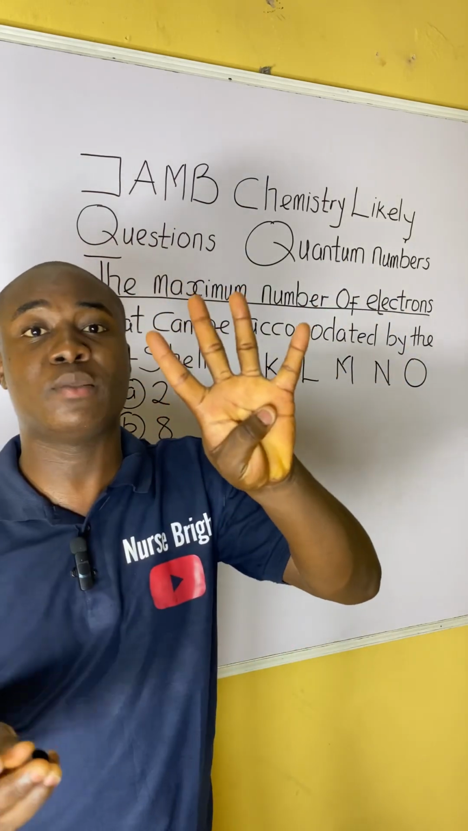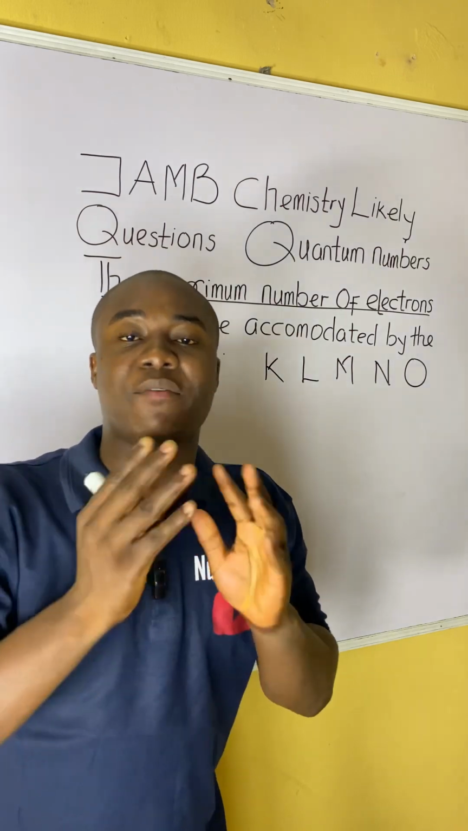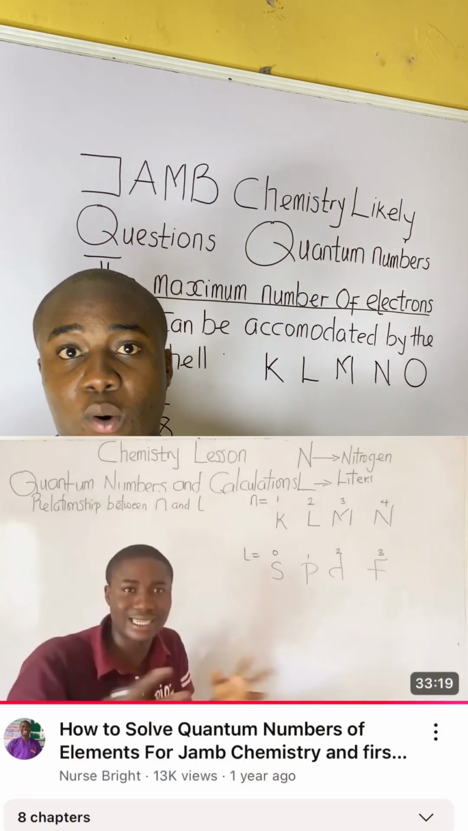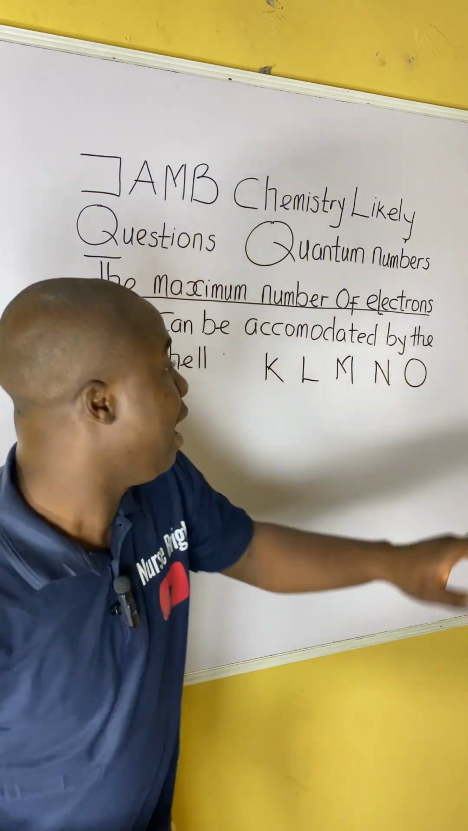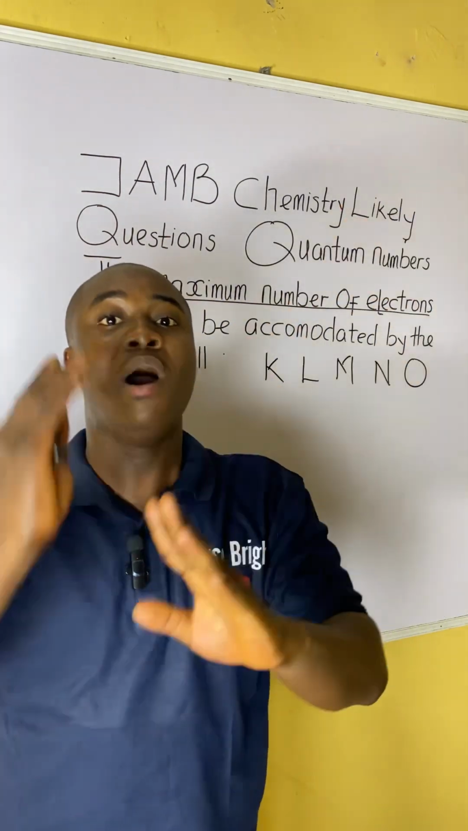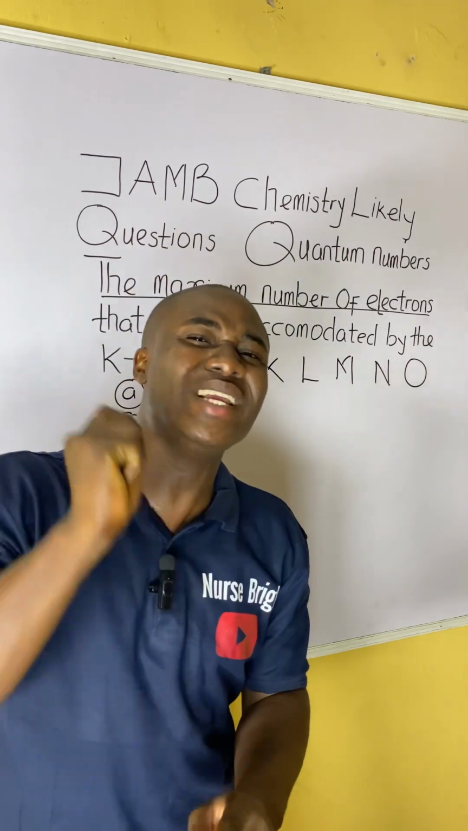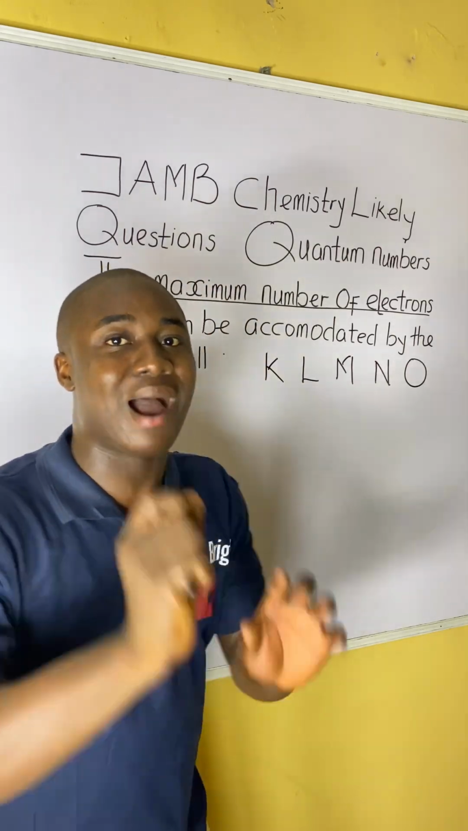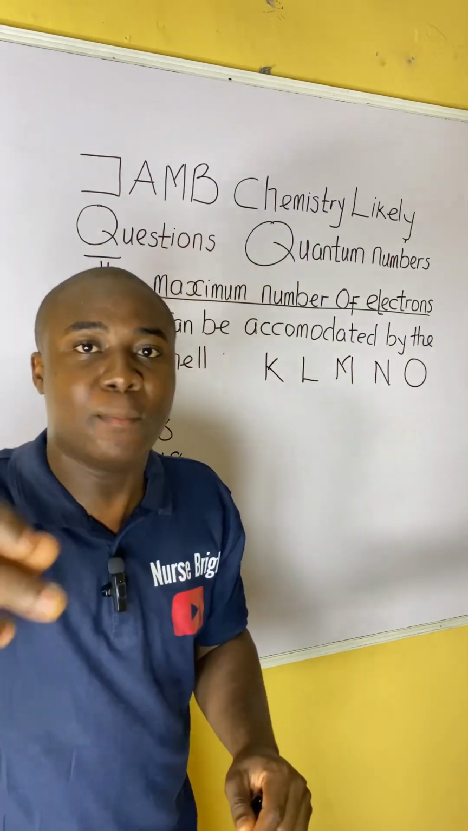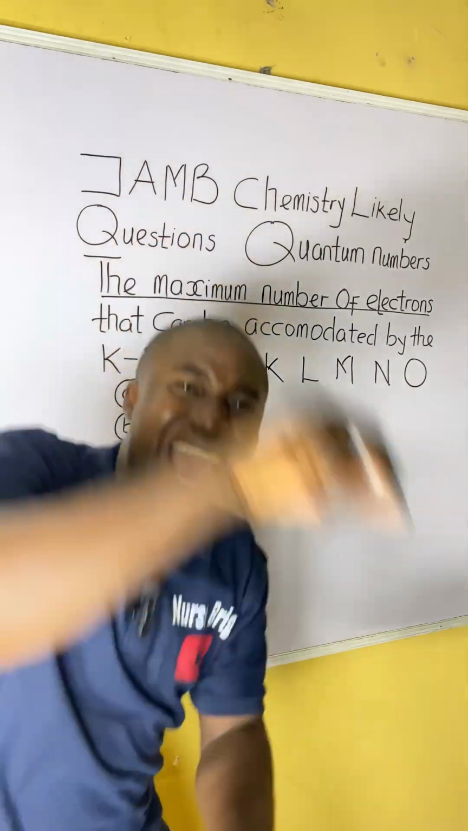We have 4 quantum numbers. That is why it's important for you to go watch my full video lesson to understand properly the concept of quantum numbers on my channel. We have 4 quantum numbers, but the numbers that are given to these shells are determined by 1 out of the 4. That quantum number is called the principal quantum number, and it is denoted by the symbol n.